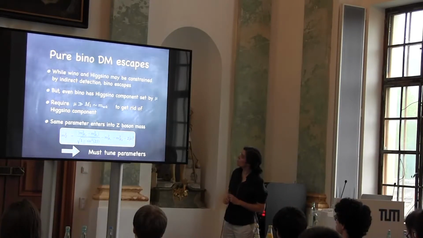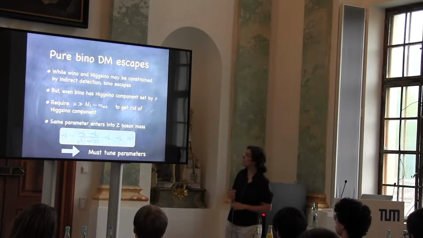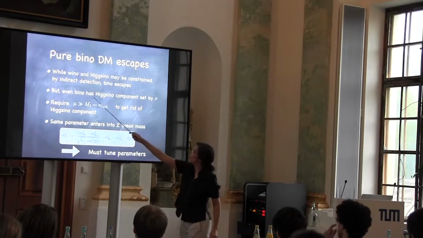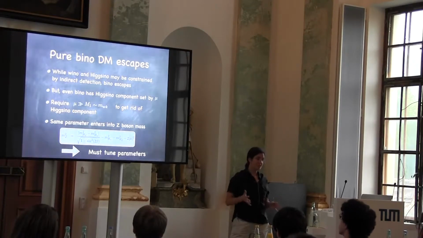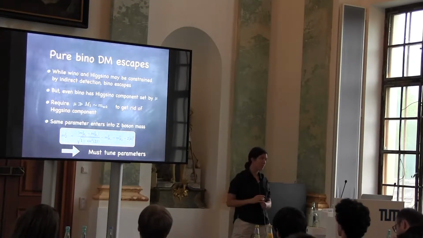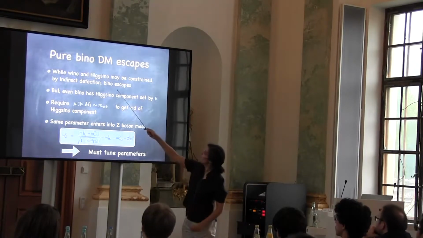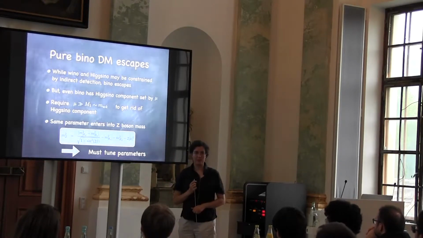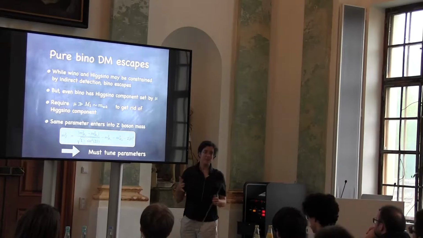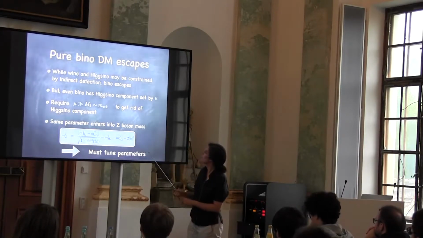Okay, so while Wino and Higgsino dark matter may be constrained by indirect detection, Bino dark matter doesn't have this process, and it completely escapes. And the Bino, as we said before, also does not couple to the Higgs at tree level. So the indirect detection constraints also do not apply to the Bino. So it seems like even if you drill down all the way through that Higgs interacting window, and even if you see something in indirect detection, it seems like the Bino will still escape.